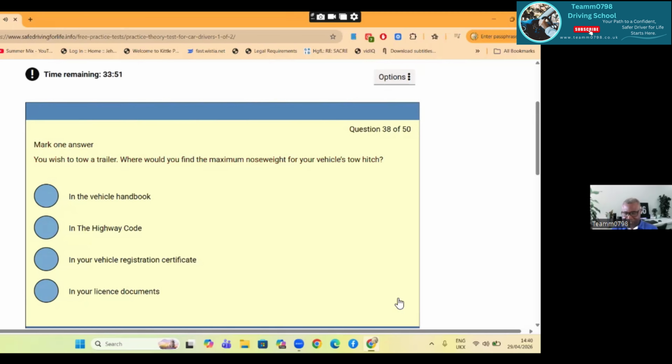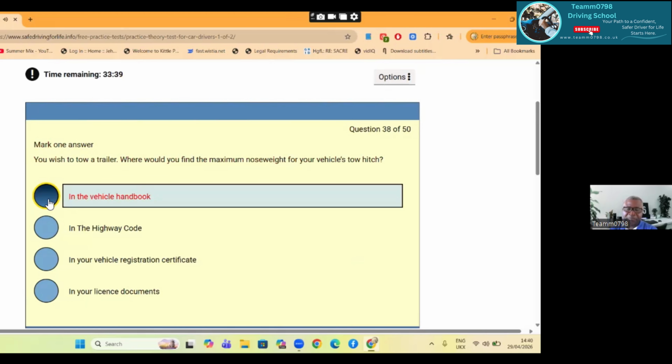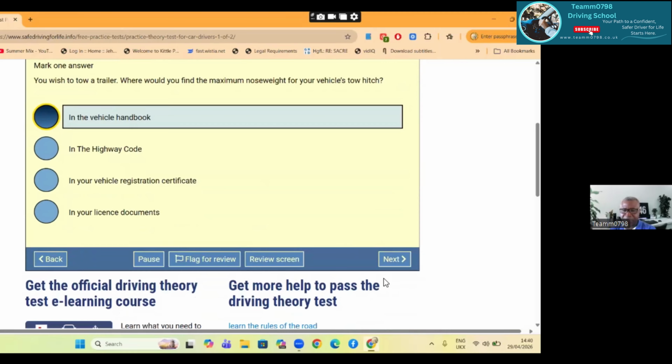Okay, so some of these questions you just have to memorize, or find the correct place to get the correct answer. It should be in the vehicle handbook. But if you don't have access to that and you're just using the app on your phone, yes, sometimes you may need to memorize and link certain questions with certain things to help you. Not the Highway Code, your vehicle registration certificate or your licence document. No, it'll be in the vehicle handbook.